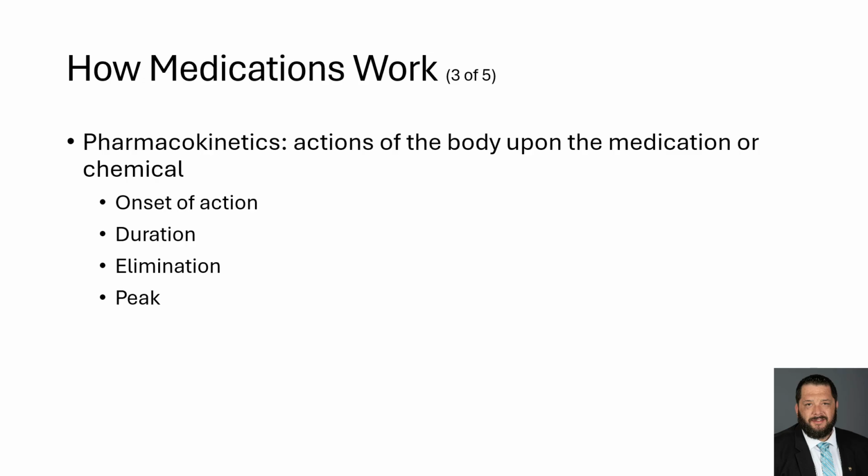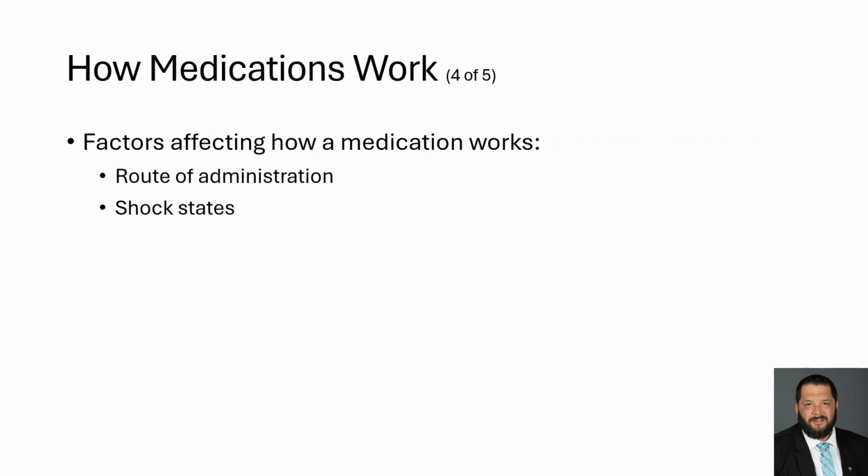Various factors can affect pharmacodynamics, including metabolic rate, age, and underlying conditions of the patient. Other factors that may affect how medication works include things like routes of administration. As we'll see here shortly, some medications will work faster or slower depending on the route of administration that's used.